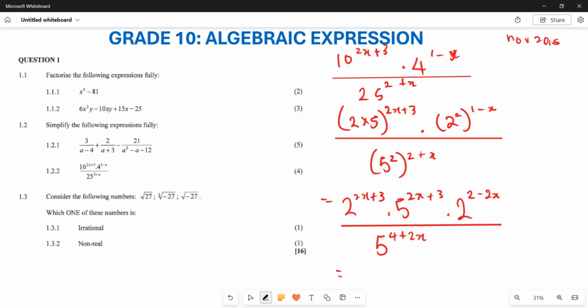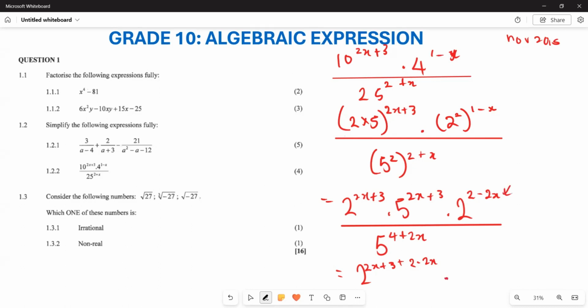Let's start with your numerators. You have 2 and your 2 here. If you multiply powers of the same base, you are going to add the exponents. So this is the same as 2 to the power of 2x plus 3 plus 2 subtract 2x. Basically, the 2 subtract your 2x is the one coming on this side, right?